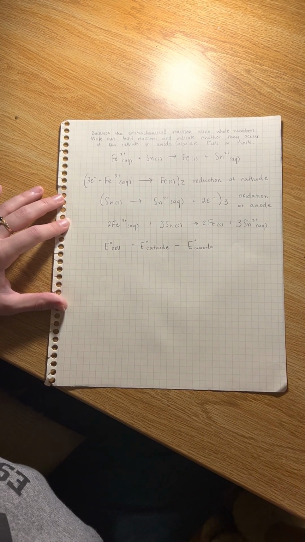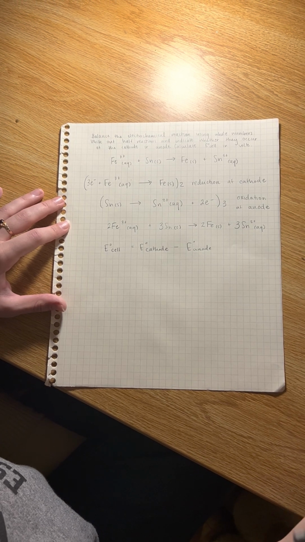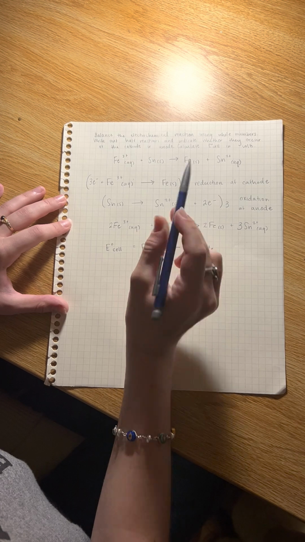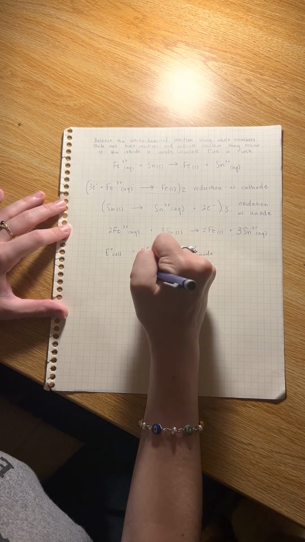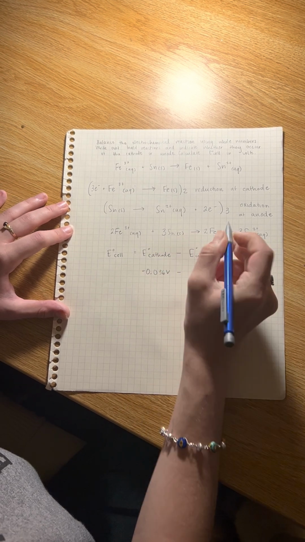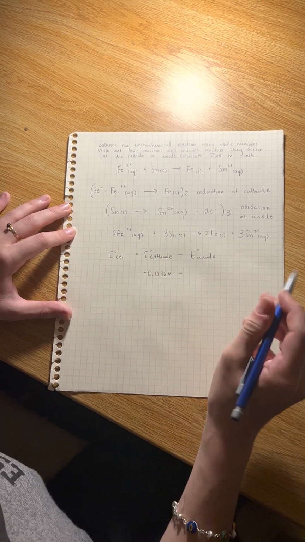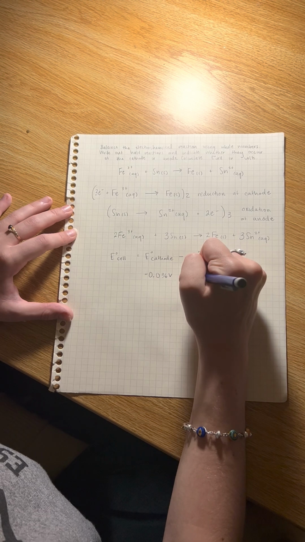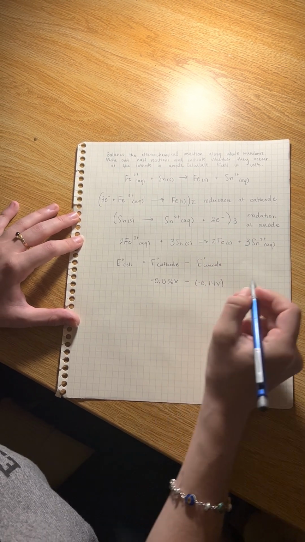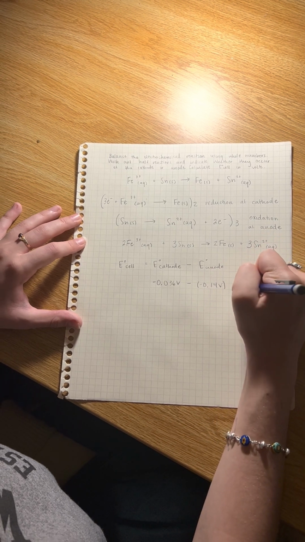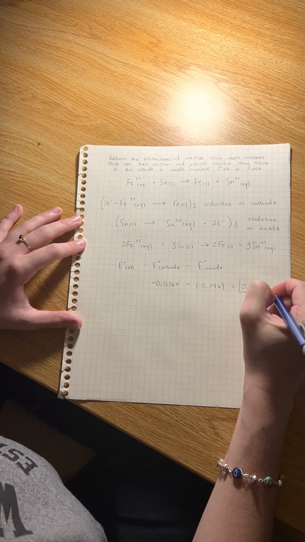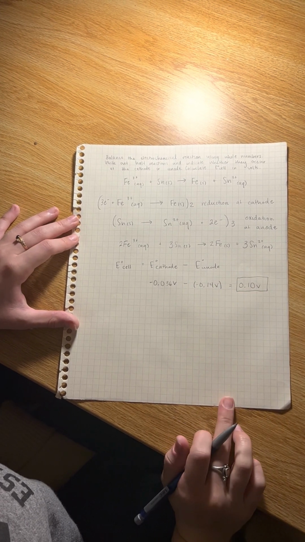All right, and we can look in our little chart of what these values are, and we get that for this half reaction, it is negative 0.036 volts, and for the anode, this half reaction, we get negative 0.14 volts. So then we just do that subtraction, and we get 0.10 volts. And that is our final answer.